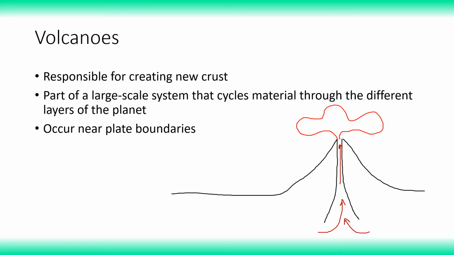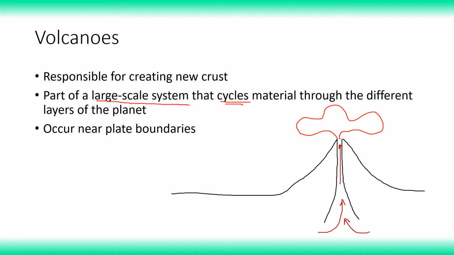So this is just one component of what I've written here. This is part of a large-scale system that cycles material through the different layers of the planet. So it's important to note that the material that we see on the surface today might have been stuff that was molten in the mantle millions of years ago, or might be molten in the mantle millions of years from now. So a lot of the same materials that are on the surface today are things that have been cycled up from the mantle, or things that will eventually cycle back down to the mantle, probably both.